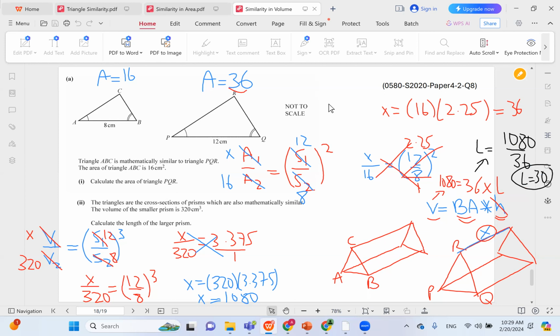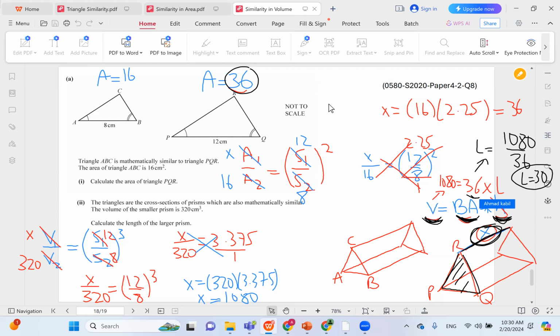Just to briefly summarize what I did here, we were required to find the length of the larger prism, so we are required to find this length here. We should know that the base area, the area of the triangle, multiplied by this length gives us the volume. So in order to get the length, we needed to get the volume and the base area. The base area was already obtained in question i. From question i, we know that this value is 36.